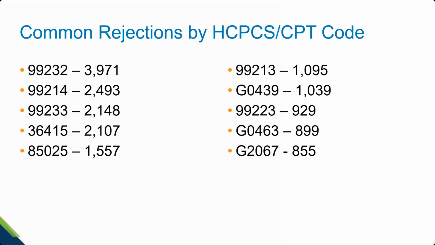Another thing you'll see here is the AWV code, the G0439. For internal medicine, there are situations, let me back it up a little bit. When you provide an AWV and a significant, separately identifiable, medically necessary evaluation and management, or E&M service, we may pay for that additional service.